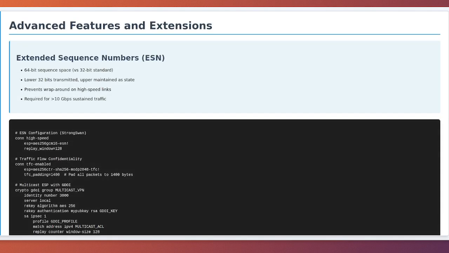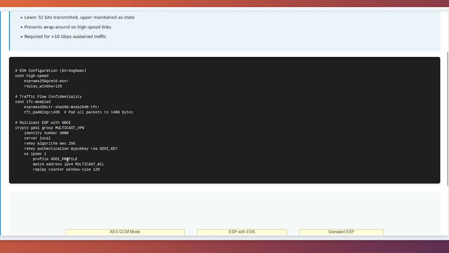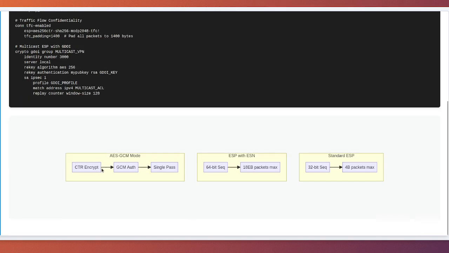Advanced features and extensions. Beyond the standard ESP with AES-CTR implementation, there are several advanced features and extensions that enhance security, performance, and functionality. These features address specific use cases and challenges in modern network environments. Understanding these extensions will help you design more robust and efficient VPN solutions tailored to your specific requirements.